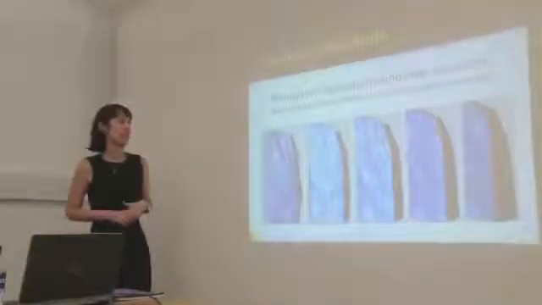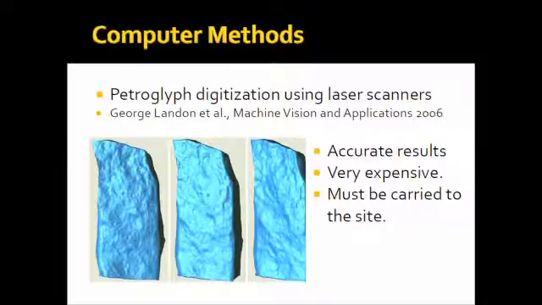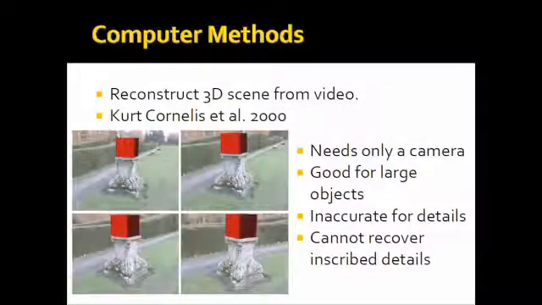There is a so-called petroglyph digitization using laser scanners. It produces very good results, but again, it requires very expensive machinery, and we cannot always have access. Again, accurate results, and in some cases it must be carried to the site, which is not always feasible. And something which has lately become very popular, you can reconstruct a 3D scene from videos. But that would not work with a squeeze, or in some cases even with a stone inscription. It's only good for large objects. You cannot capture the detail that you need when you want to read the text.